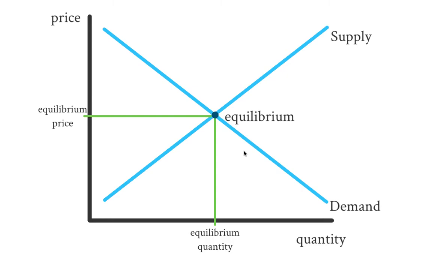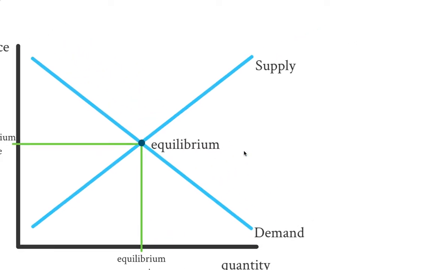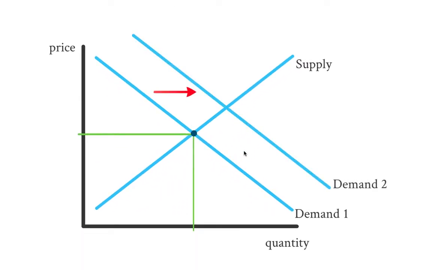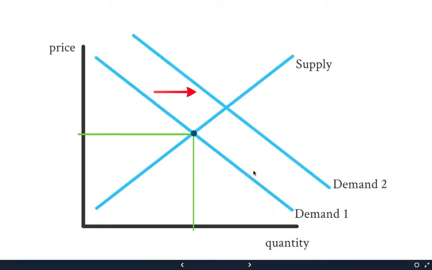So everybody got whatever product it was they wanted, and the seller was happy at the price that they sold it for, and the buyer was happy at the price they bought it for. So remember that supply and demand can shift. This means that equilibrium can change. So in this instance, the demand went up because it moved to the right. So that means that there's a new equilibrium price which is higher than the old equilibrium price.